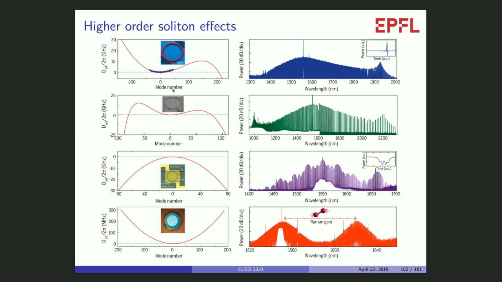And for completeness, I also put two more phenomena here. One is a normal GVD comb. In normal GVD, you generate dark pulses, so these are dark solitons, and these have this characteristic kind of pattern.